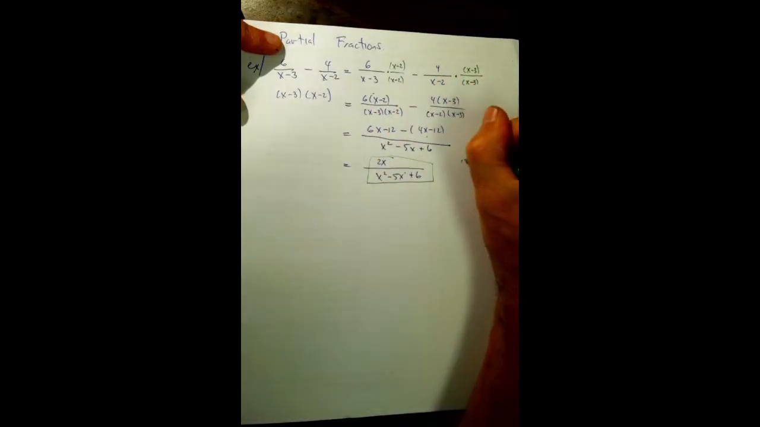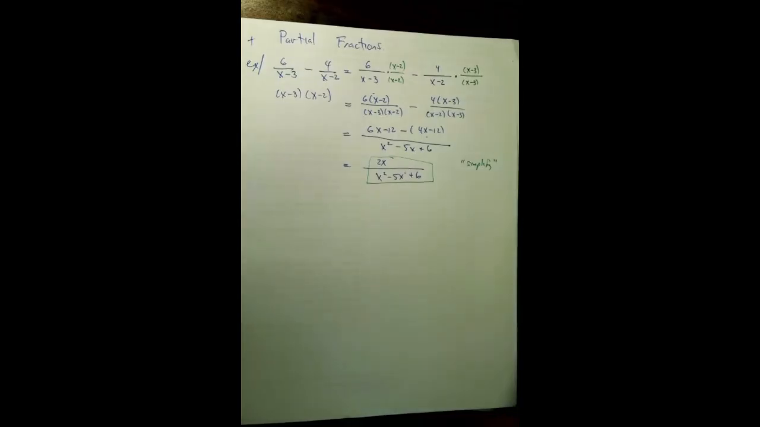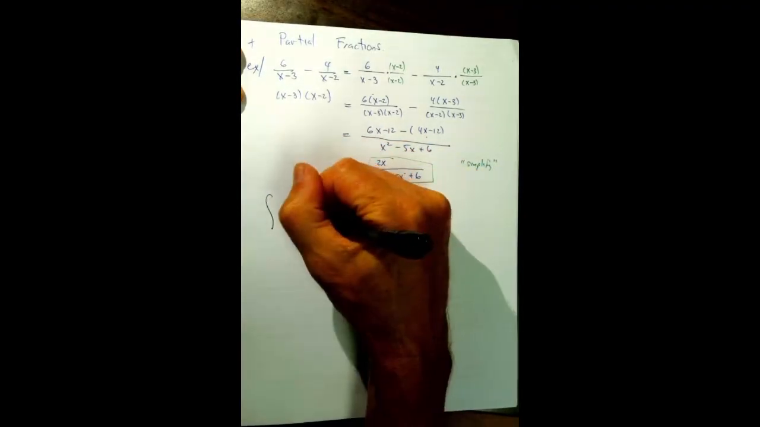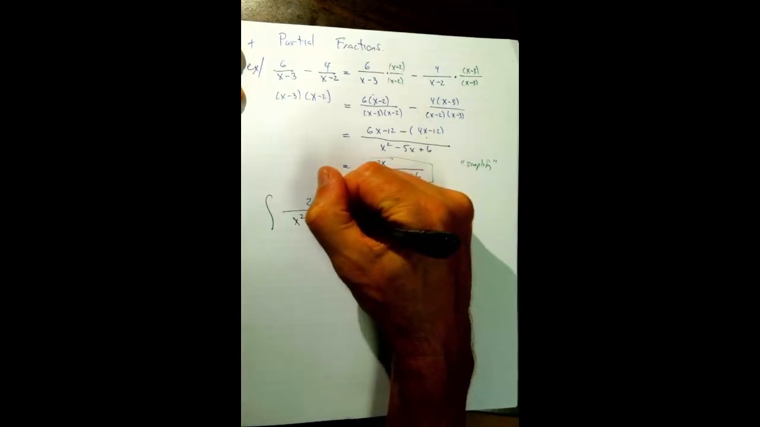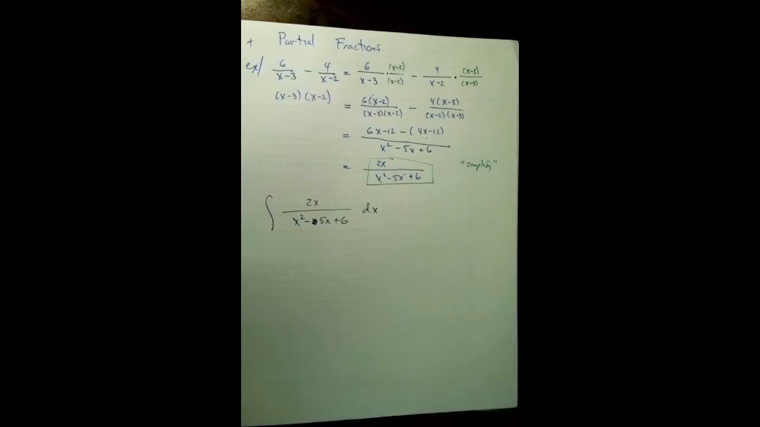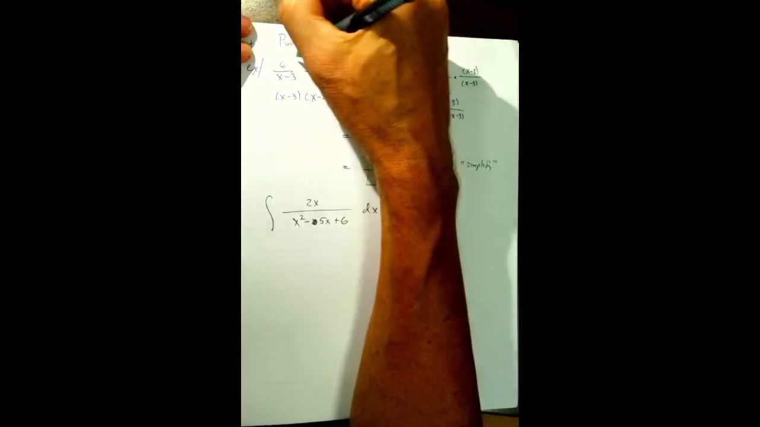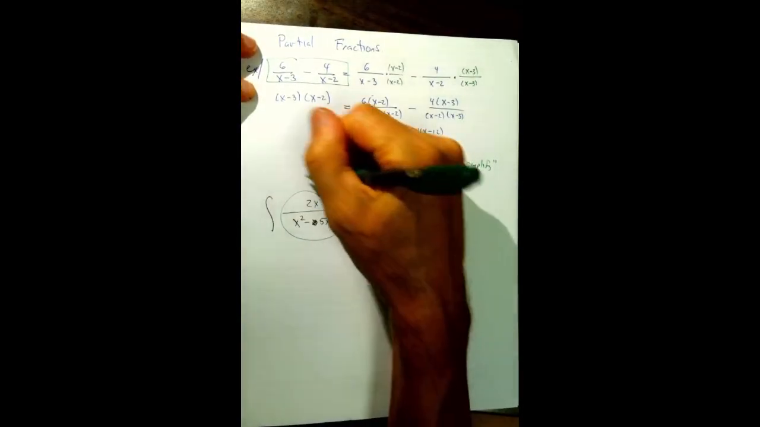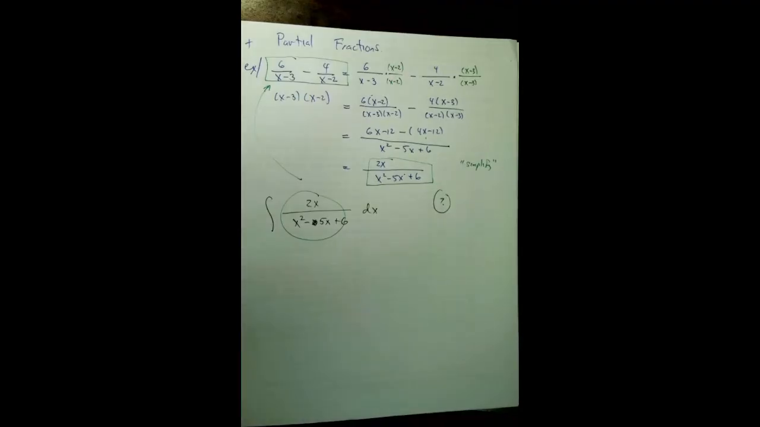And for whatever reason, we call that simplifying, when in fact it's really not. It's making things harder. The question then becomes: what happens if I have to do an antiderivative of 2x over x squared minus 5x plus 6? Working with this is hard, but working with this is much easier. So how do I go from this back up to there?